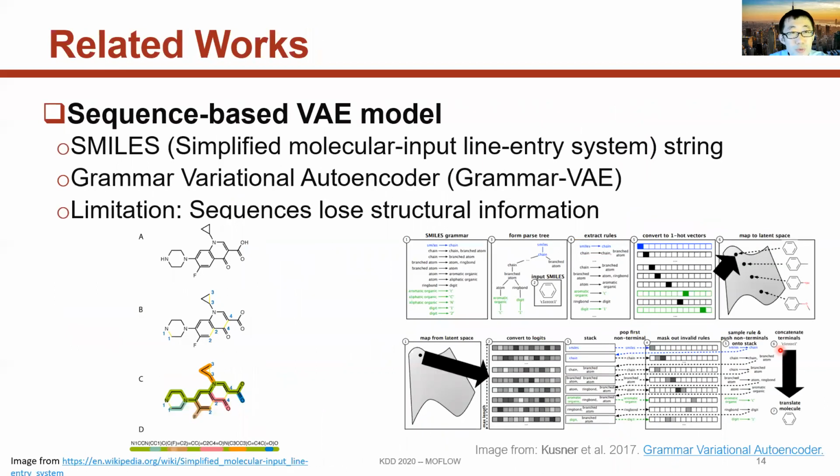Here we will introduce some related works on how to generate molecular graphs. One of the seminal works is the Graph VAE model, based on the variational autoencoder framework. The authors try to generate small string representations of graphs. Here we can see the molecular graphs and their one-dimensional string representations. Their limitations are that sequences lose a lot of structure information of molecules, and thus they show very limited performance.